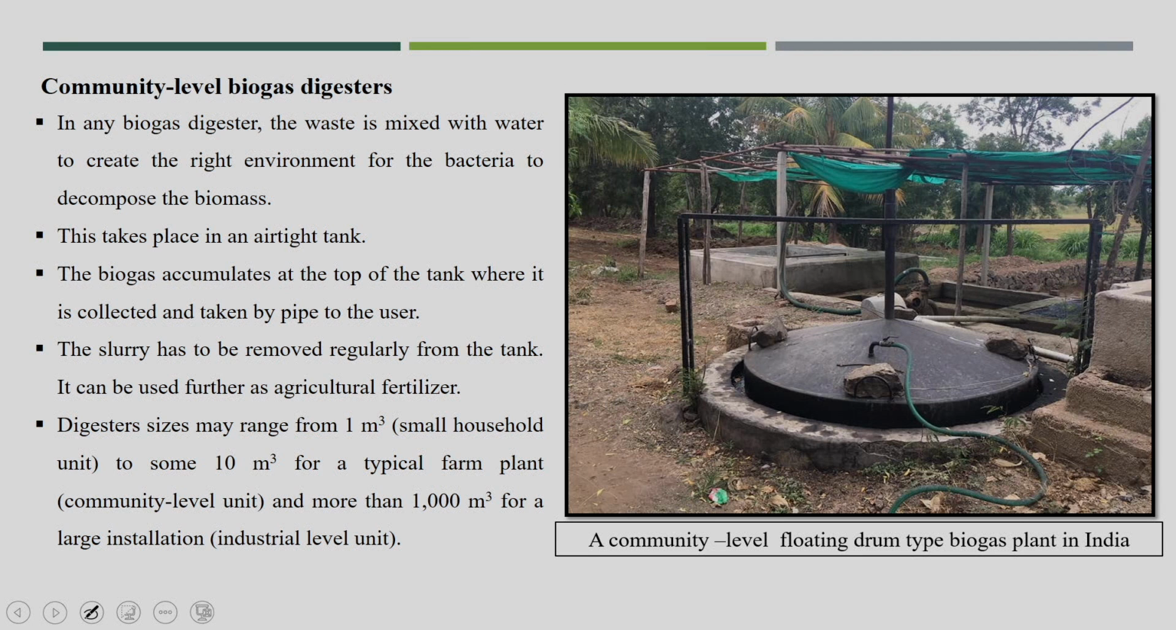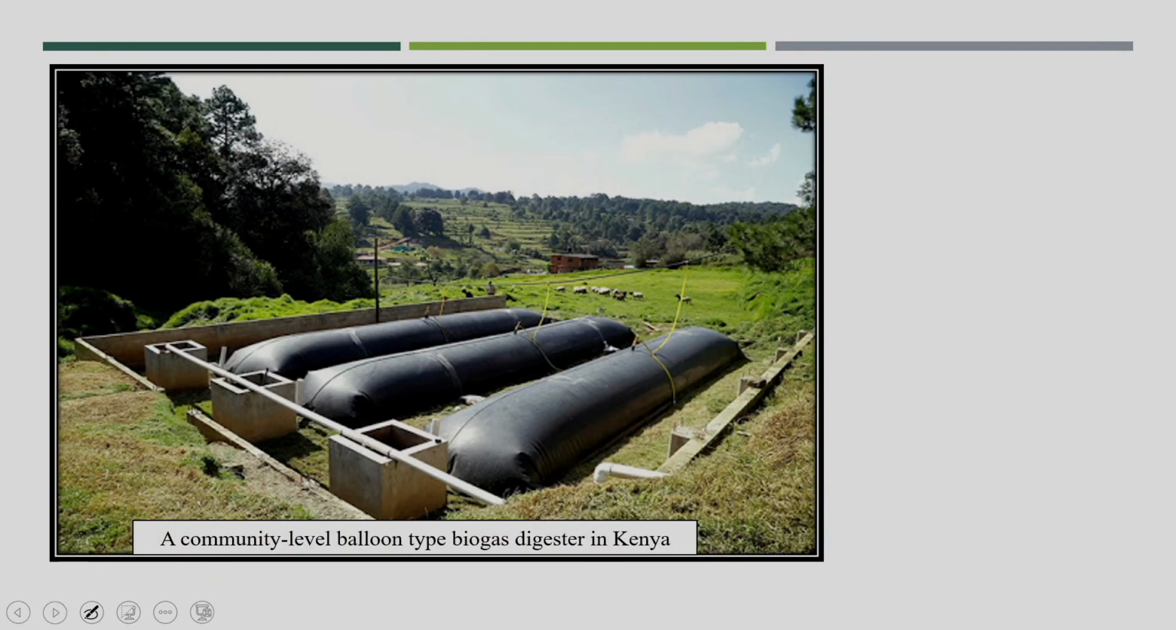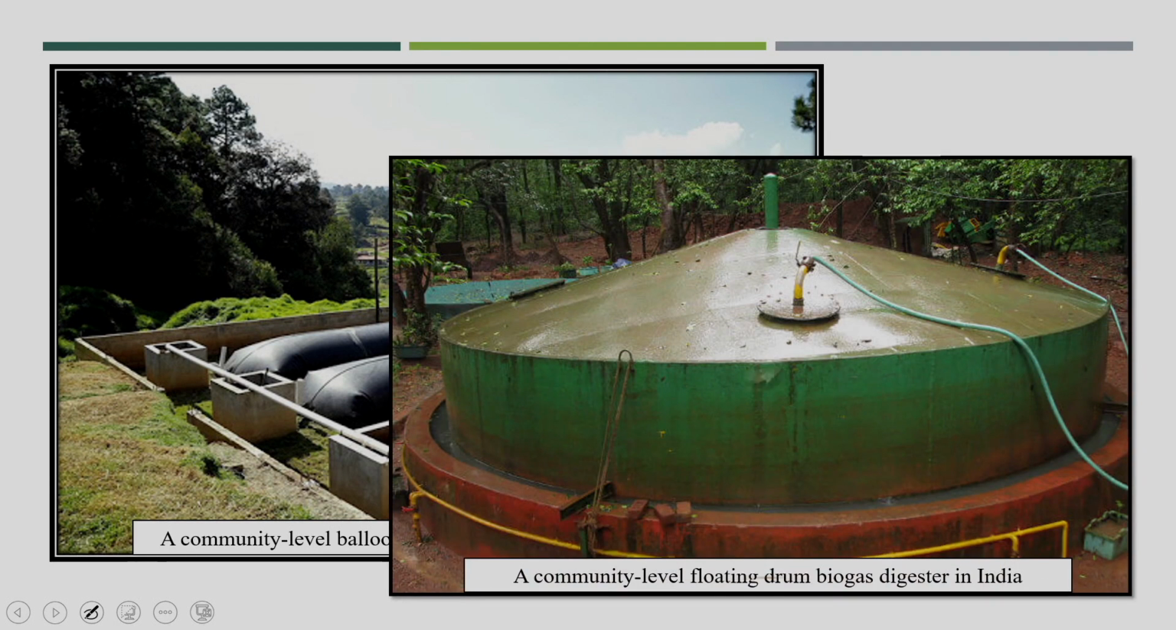This is a community-level biogas unit, where the waste has to be mixed with water, and degradation takes place in an airtight tank. This is the biogas unit, and this is where the gas gets stored in the drum. The digester size can range from 1 cubic meter to 10 cubic meter units, useful for 10 kg of waste per day, and going up to 200 to 300 kg of waste per day for a biogas production unit. This is another one, a balloon-type biogas digester in Kenya, a community-level unit. This is a community-level floating drum biogas unit, the floating drum digester in India.